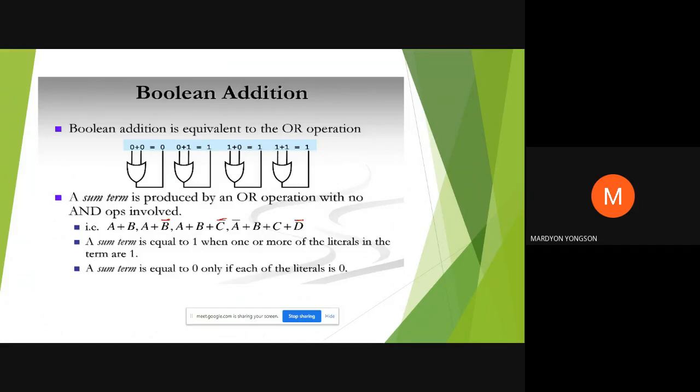So makikita nyo sa addition, ayan, puro lang siya OR. So yung symbol ng OR, ayan, ganyan. Then wala siyang AND gate. So a sum term is equal to 1 when one or more of the literals in the term are 1. And then a sum term is equal to 0 only if each of the literals is 0. So as you can see, magiging 0 lang yung answer niya kapag parehas 0 yung literals or yung input. Then yung output niya always 1 kapag may 1 sa input.